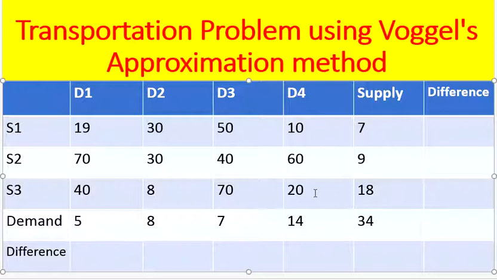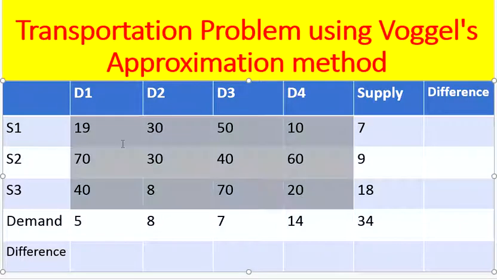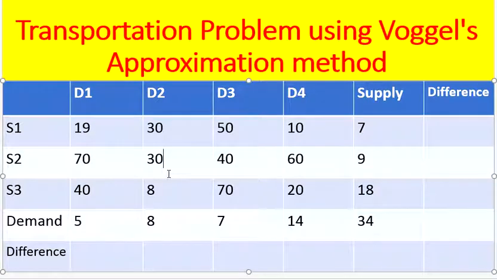This method also has a cost matrix. D1, D2, D3, D4 are the demands and S1, S2, S3 are the supplies. Each cost element has a demand and a supply. The supply of S1 is 7, S2 is 9 and S3 is 18, and the demands for D1 is 5, D2 is 8, D3 is 7 and D4 is 14. In the end, our aim is to calculate the cost from this matrix.